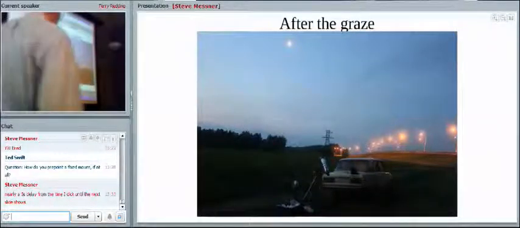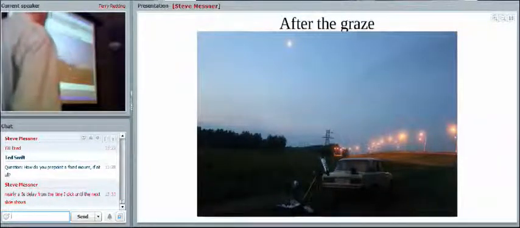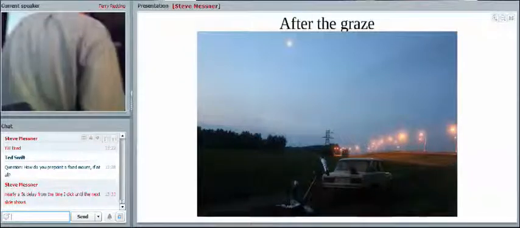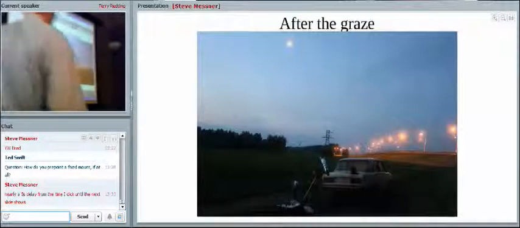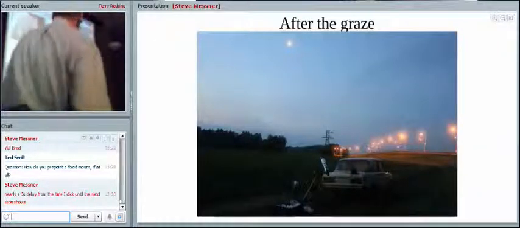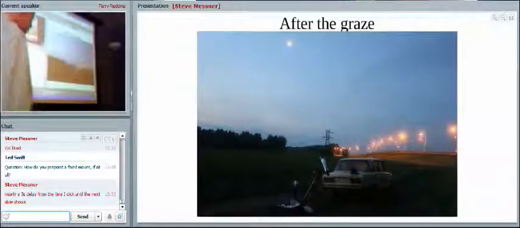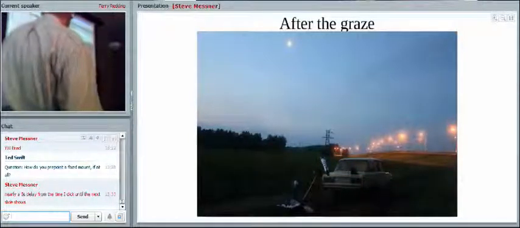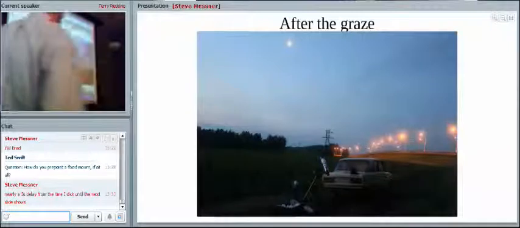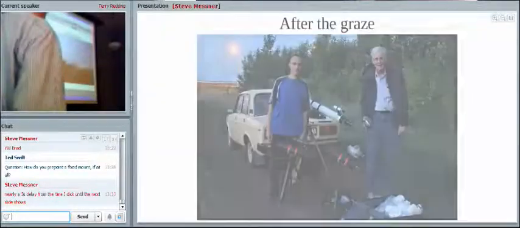This just shows after the graze, showing Vladimir's 5-inch telescope, and he got a good recording, a long focal length telescope. But he didn't have a drive on this, so his view is sort of jerky, but he got a nice recording. You can see the blue color of the star versus the yellowish color of the moon. You can see the clouds that we were dealing with. Next slide.